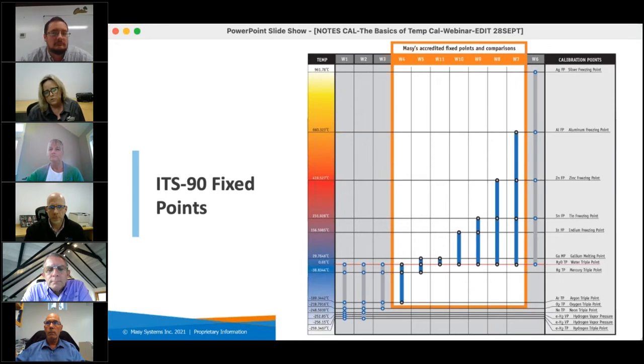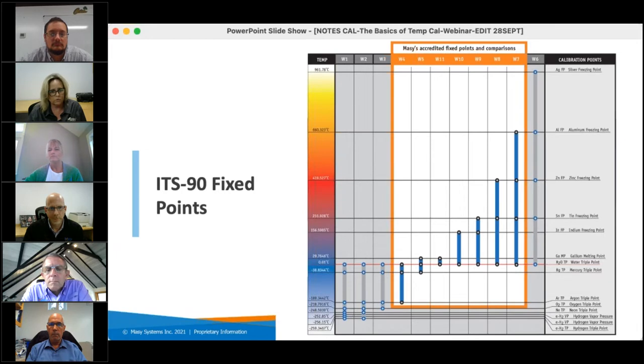ITS 90 fixed points are based off of phase changes of pure metals, freezing points, melting points, or triple points. MASI has other fixed points to define the ITS 90 scale. This graph here shows MASI's accredited fixed point range. We offer calibrations from the triple point of argon, which is -189.344 degrees C, all the way up to 660 degrees C, which is the freezing point of aluminum.